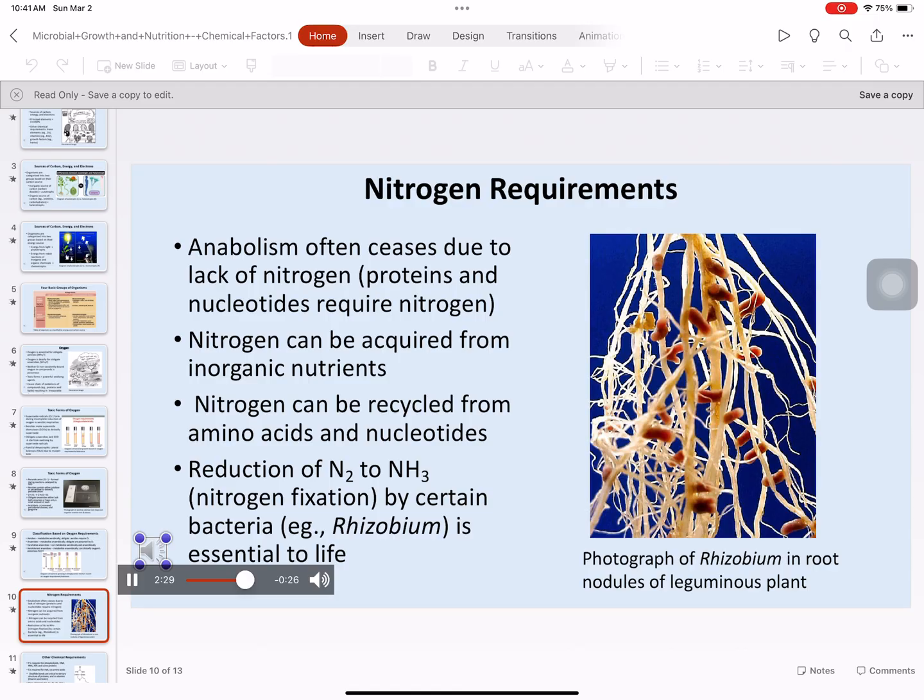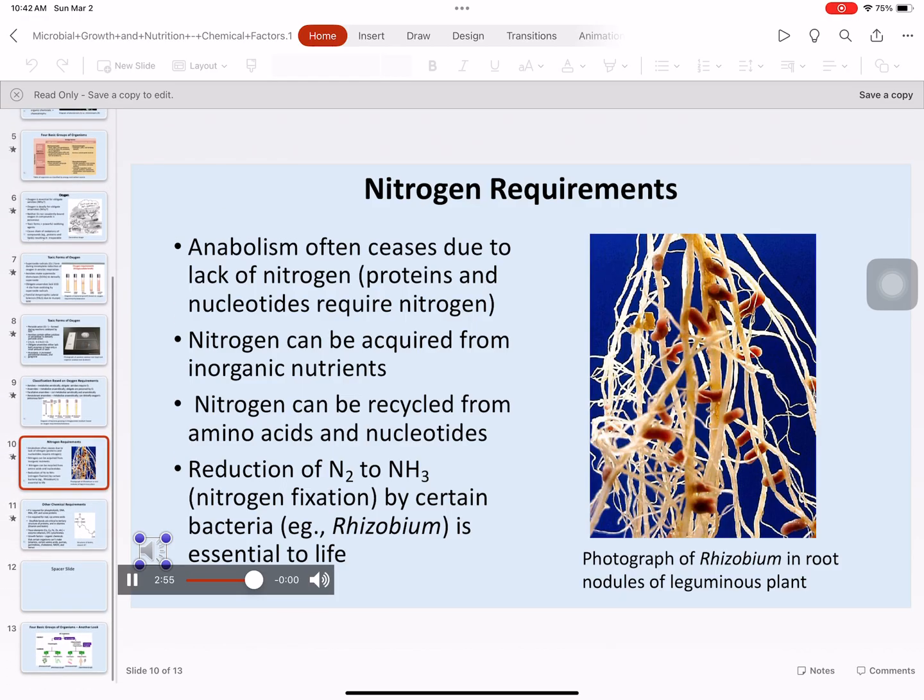Now, for the rest of us who can't fix nitrogen, that's strictly a bacterial ability, well, then we have to scavenge for nitrogen. We have to recycle nitrogen from the amino acids in proteins and from the nucleotides in nucleic acids.